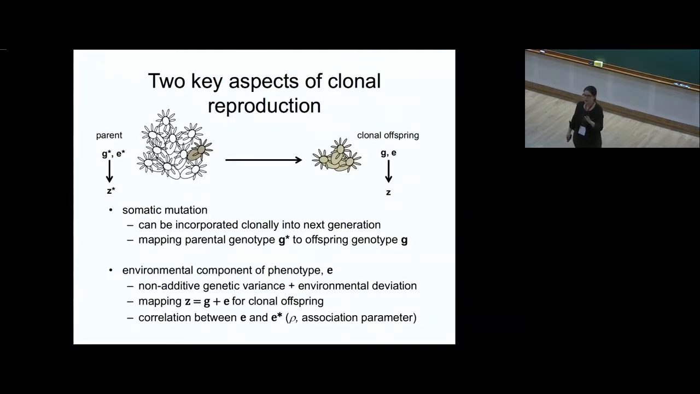So here we're allowing your offspring to possibly be a little bit different from you. Later on, I'll talk about how we modeled it, but basically what you should know is we assumed that the mutations, somatic mutations, were random with respect to fitness, so there's no sort of directionality to it. And then we also thought about something else, this environmental component of phenotype, E. It includes, again, non-additive and environmental deviation, and we thought it might affect the mapping of how we get phenotype for clonal offspring.